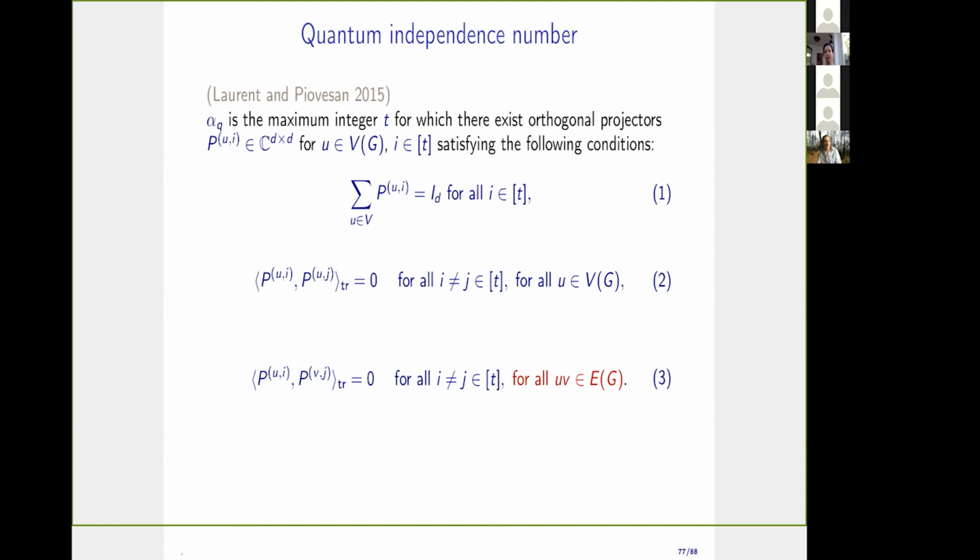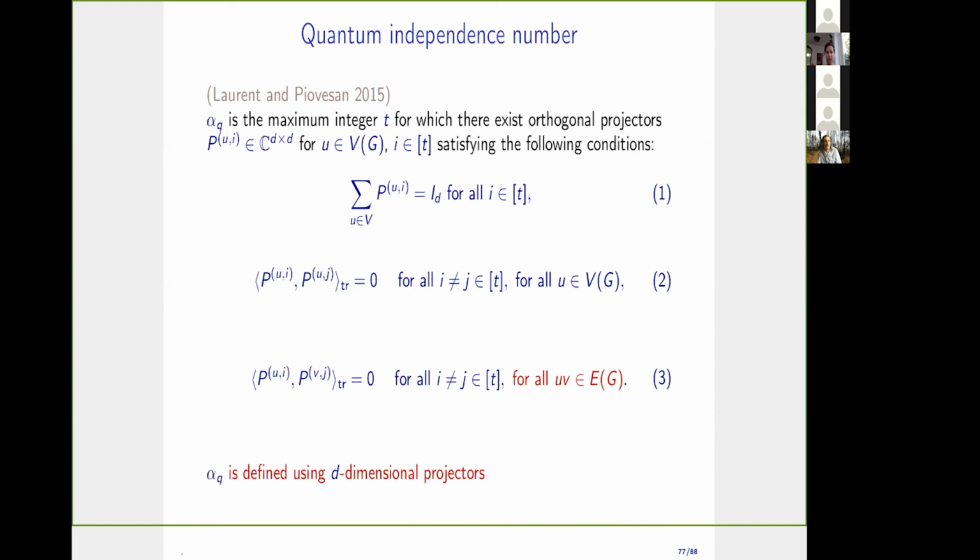So what you need is a set of orthogonal projectors, matrices which are symmetric and idempotent. And then you need to guarantee certain conditions. The first condition is that the sum of these projectors over the vertices equals the identity matrix. The second and third conditions are orthogonality conditions, which means that some products need to be zero. The important point here, because we are talking about the independence number, is that for each edge in that set, you need to guarantee that the product gives zero.